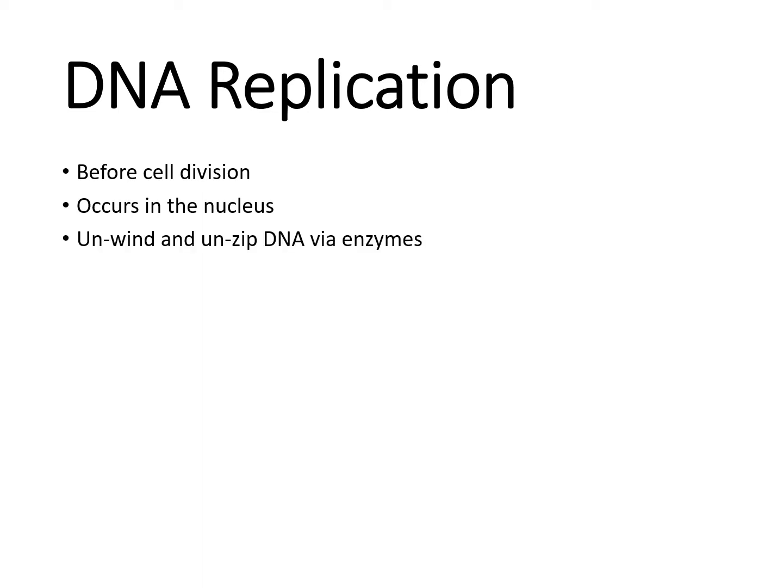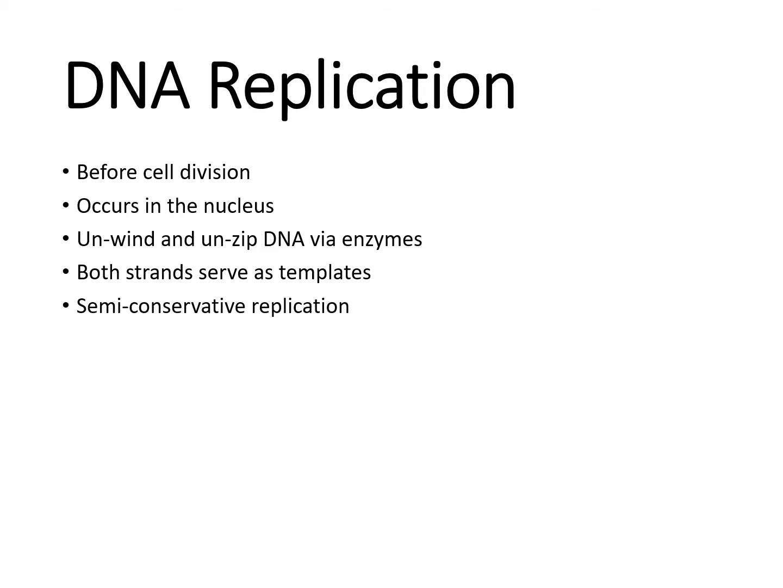DNA replication is an important process that involves DNA, and DNA replication occurs right before cell division. So replicating the DNA will make sure that each daughter cell will have a set of genetic information to determine what the cell will do. DNA replication occurs in the nucleus. And in this process, the DNA double helix needs to be unwound and unzipped by certain enzymes. And then each strand will serve as a template for replication. This process is called semi-conservative replication.